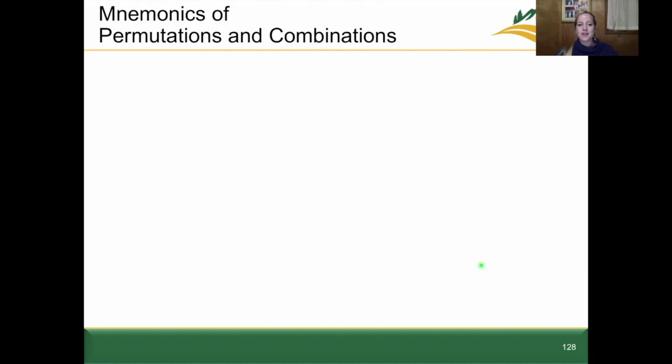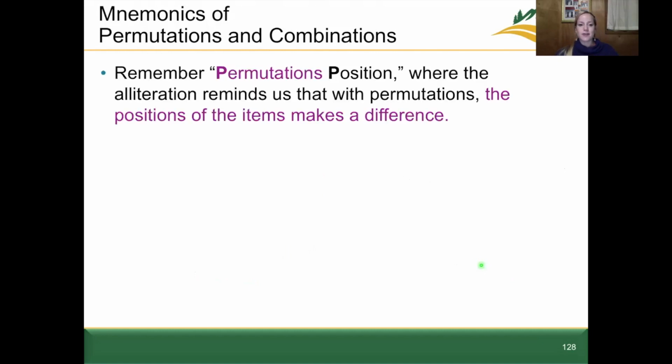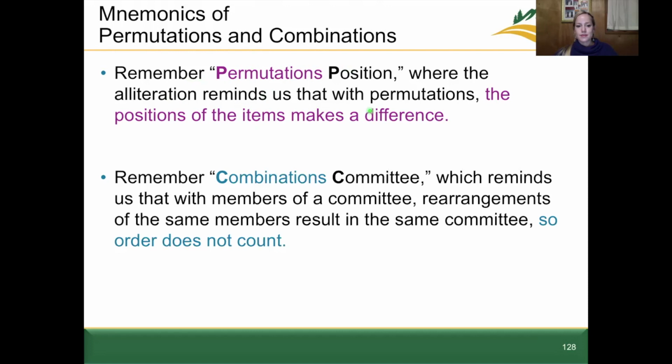Now let's compare these two and decide, does order matter for each one? So for permutations, remember permutations position. So here we have this consonance, we have this alliteration. So permutations position. The positions of the items make a difference. The order matters for permutations. For combinations, remember combinations committee. Here you could use this to remember that with members of a committee, rearrangements of the same members of that committee still result in the same committee. So for combinations, order does not count. For combinations, order does not matter.